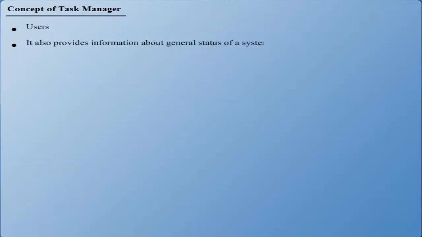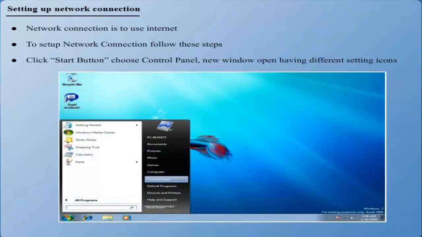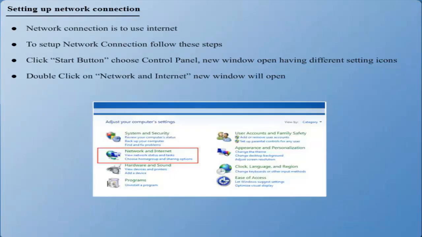Setting up network connections. The purpose of setting up network connections is to use the internet. To set up a network connection, just follow these steps. Number 1. Click the Start button to view the Start menu and then choose an option Control Panel as shown in the following image. Number 2. The Control Panel window opens up. Then click the option Network and Internet. Number 3. Then click another option Network and Sharing Center. Number 4. After that, just click Set up a new connection or network.